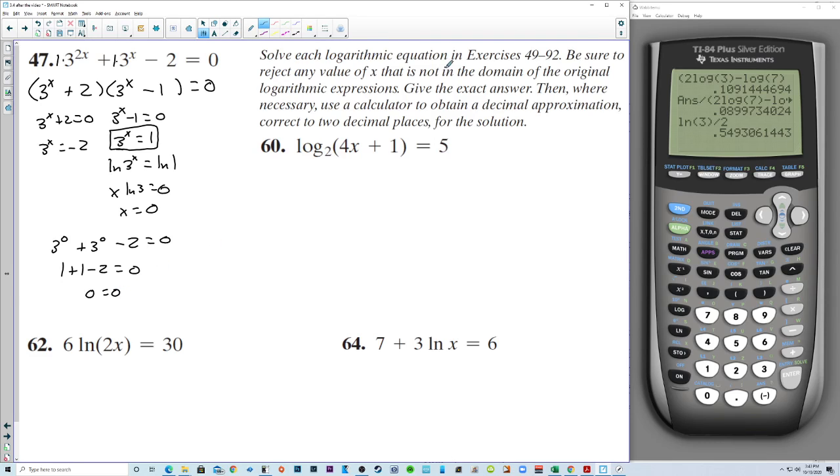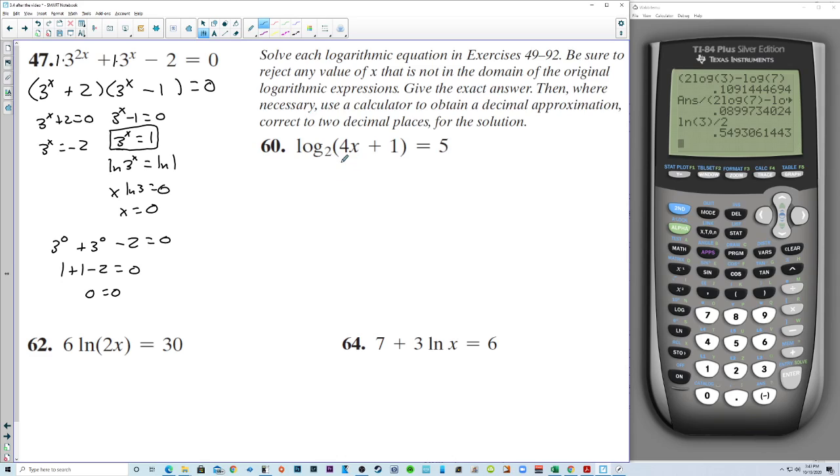Solve each logarithmic equation in exercises 49 to 92. Be sure to reject any value of x that is not in the domain of the original logarithmic expression. Give the exact answer. Then, where necessary, use a calculator to obtain a decimal approximation correct to 2 decimal places for the solution.